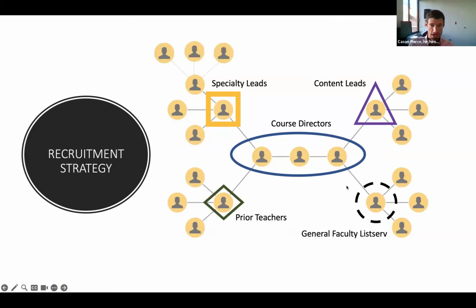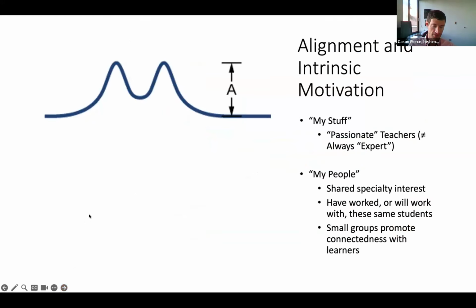So this just shows you in the hub and spoke model, we have all of these different hubs, which are then helping to reach out to subgroups within the institution. And we are able to reach into a lot of areas we wouldn't be able to recruit faculty from.